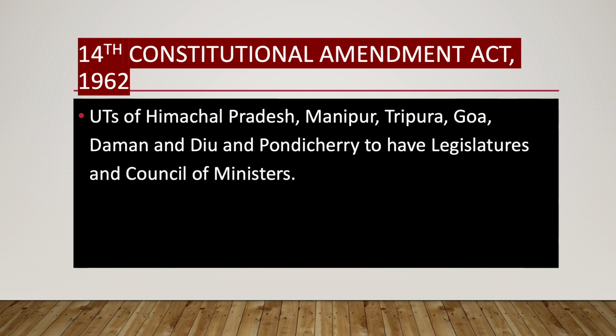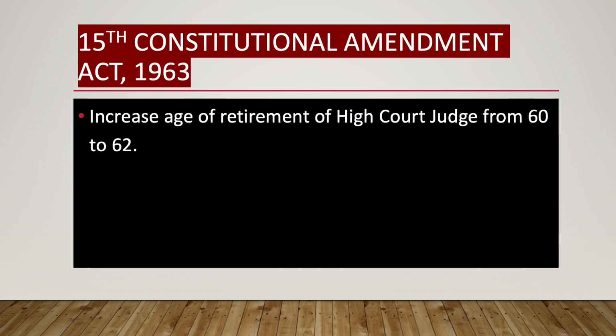14th Constitutional Amendment Act of 1962. Under this amendment, Union Territories of Himachal Pradesh, Manipur, Tripura, Goa, Daman and Diu and Pondicherry was to have legislatures and council of ministers. 15th Constitutional Amendment Act of 1963 increases age of retirement of High Court judge from 60 to 62 years.